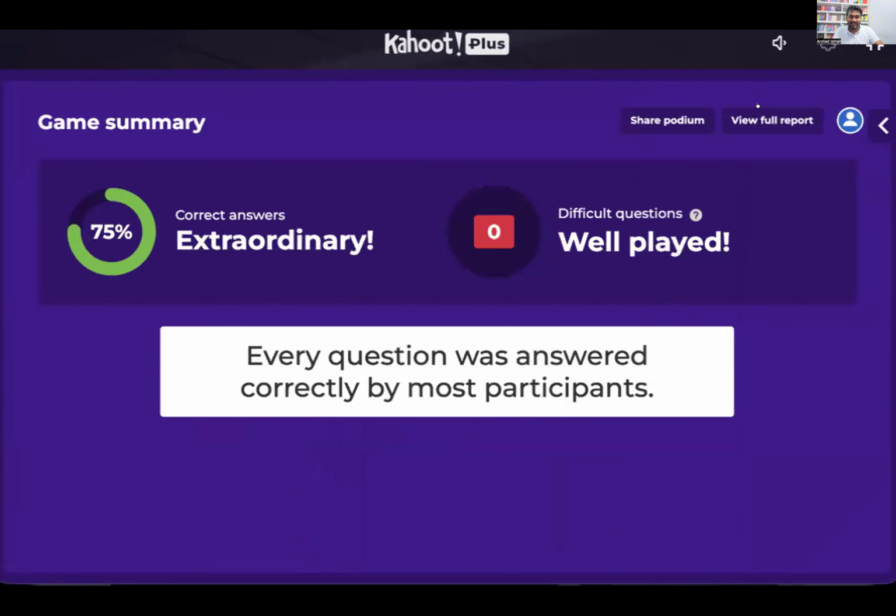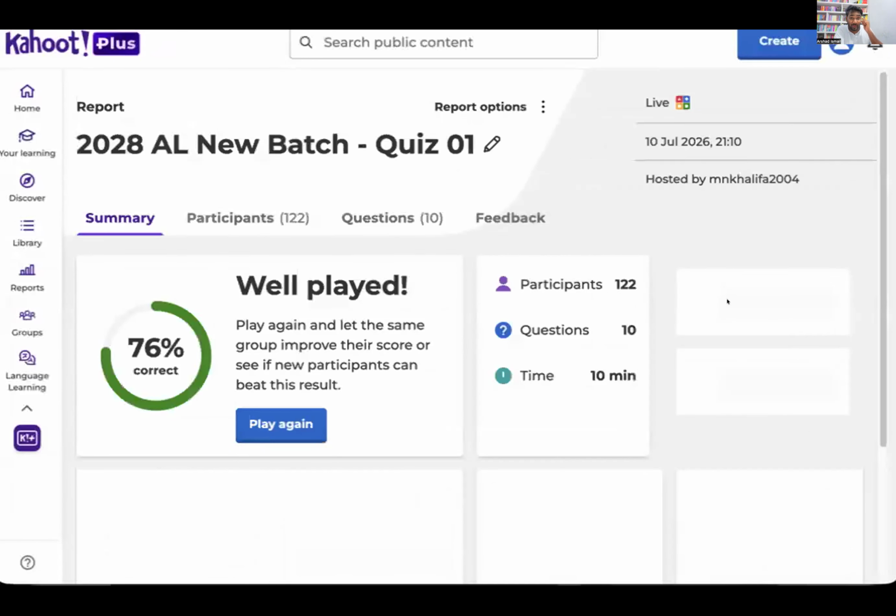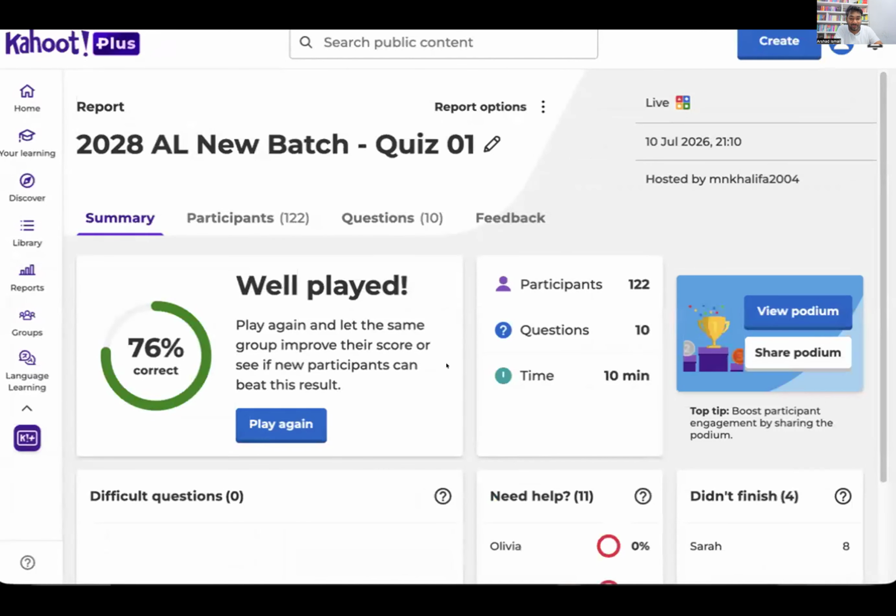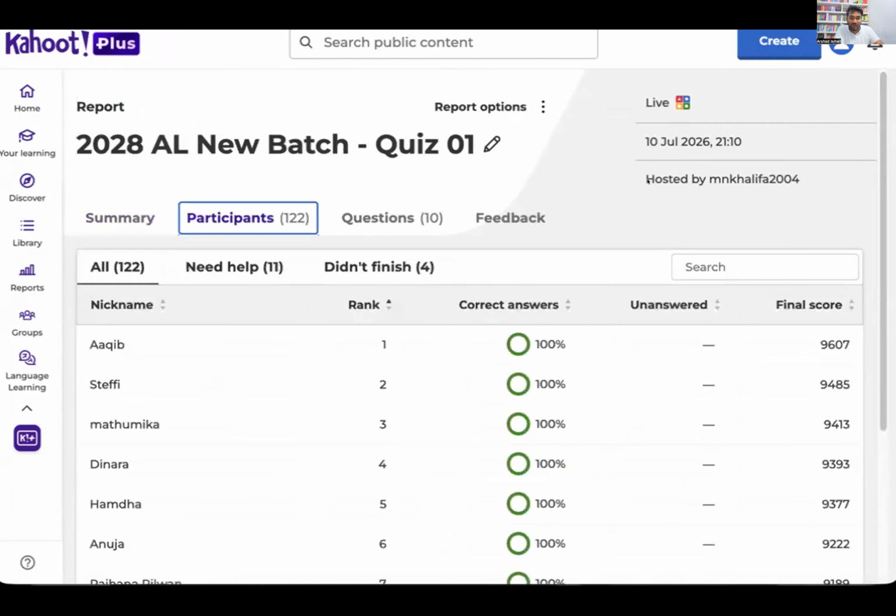One thing that I would have really liked here is that most of you, even though you were not among the top 3, got most of the questions correct. That was the brilliant thing. And it's not easy to finish a question in 20 seconds, because these are A levels. For one question, you get around 2 minutes for MCQ. Looking at the participants, there were 122 of you who played.